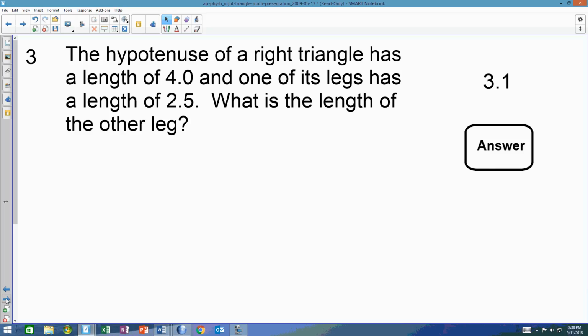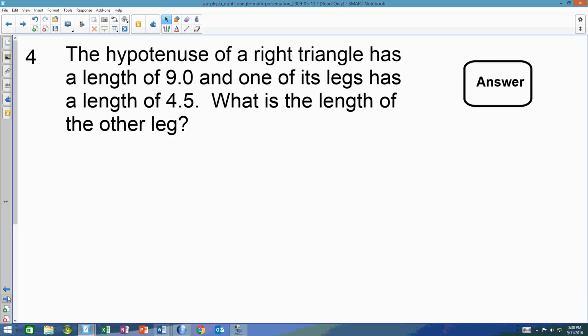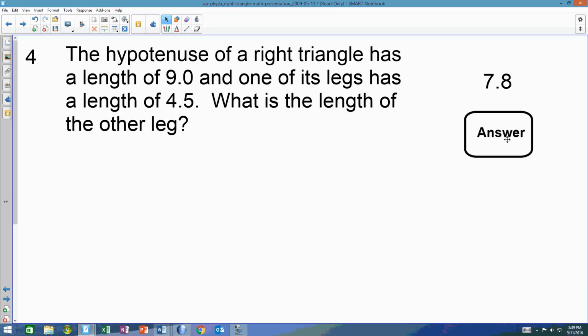Again, if you need to practice, you have a right triangle with a hypotenuse of length 9.0. The length of one of the sides is 4.5. What is the length of the other side? Go ahead and pause the video now or just keep playing through. Okay, so let's take a look at your answer. Hopefully you got 7.8 as your answer.